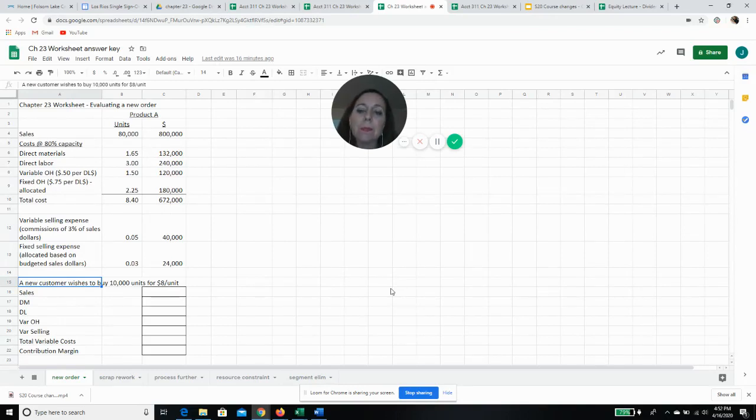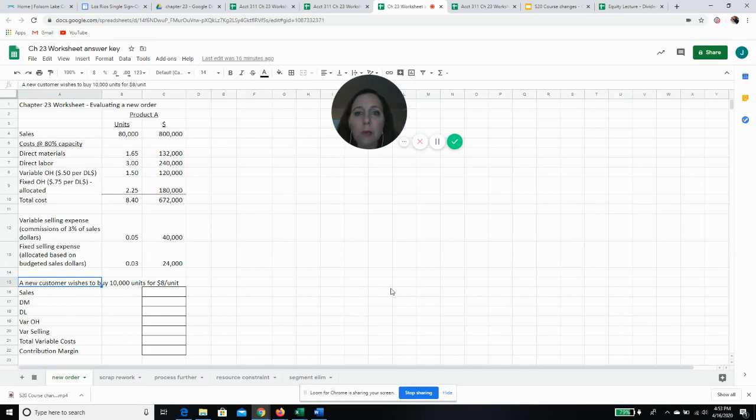But if we're already at 80% capacity selling everything we can sell, we're meeting market demand, and so this is new demand, we may want to consider it. But we want to make sure, first of all, that we're not going to disrupt our current relationship with our customers, right? So you can imagine if you're a customer and you're paying $10 a unit and you find out that we're selling to someone else for $8 a unit, that could be problematic.